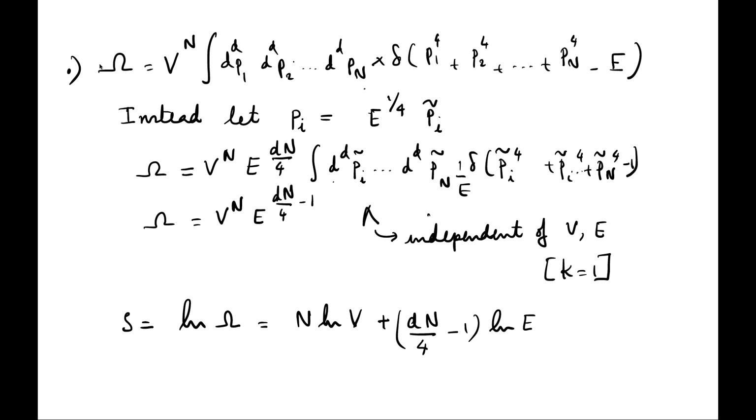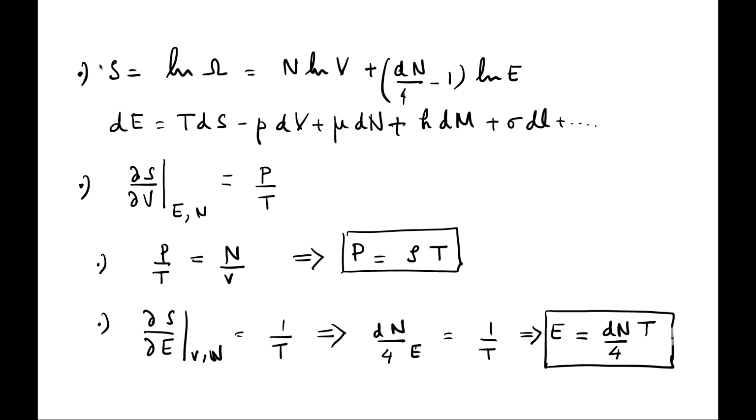Now I connect to entropy. Entropy is log omega, n log V plus dn by 4 log E, and now I do my standard differentiation. So once I have my entropy, I can do del S by del V, del S by del E. Back to the same rule, del S by del V is P by T, del S by del E is 1 by T. From this fundamental relation, I can get these two.